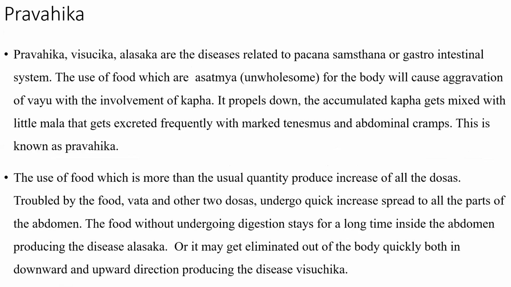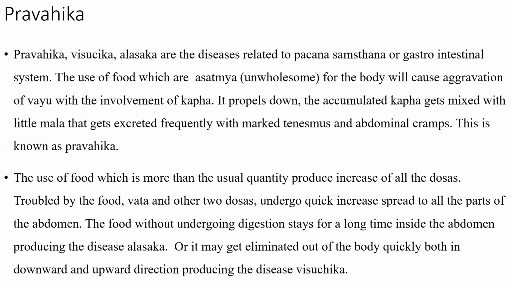Well, along with Atisara, I would like to remind you about Pravahika also. Pravahika, Vishuchika, Alasaka, the diseases related to what kind of ama is it? If it is a simple form of ama, maybe just Atisara is enough to flush it outside. If the ama is more serious, from a very long time, poisonous, vicious, then Pravahika, Vishuchika, Alasaka will occur. So here, if Atisara occurs, well and good. But if Atisara couldn't clear the ama present in the lower GIT, then Pravahika, Vishuchika as well as Alasaka manifest.